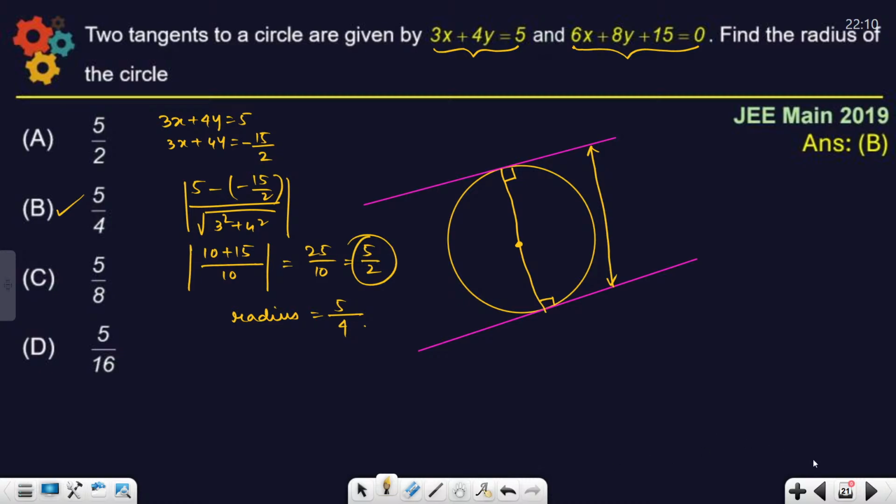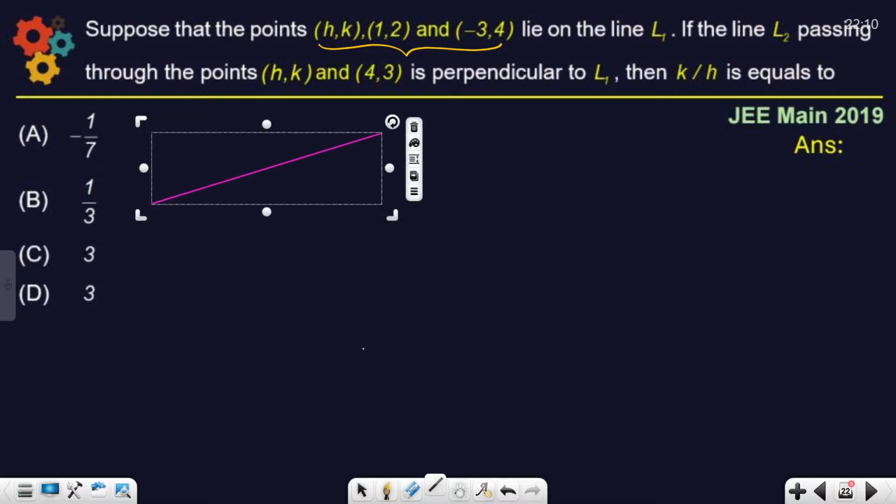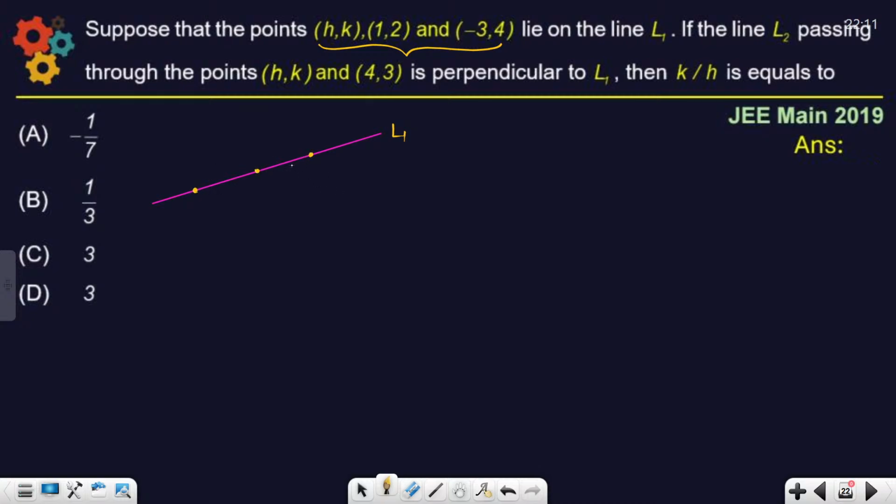Now, let us move to the next problem. See this question, this came in 2019. Suppose that the points (h, k), (1, 2) and (minus 3, 4) lie on a line L1. Let me draw a line. This is my L1, let us say. On this line there are 3 points: (h, k), (1, 2) and (minus 3, 4). Let me name these points: this is A, this is B, this is C.